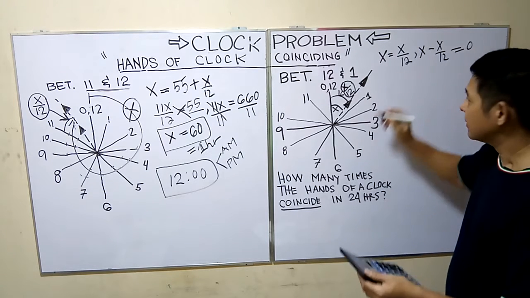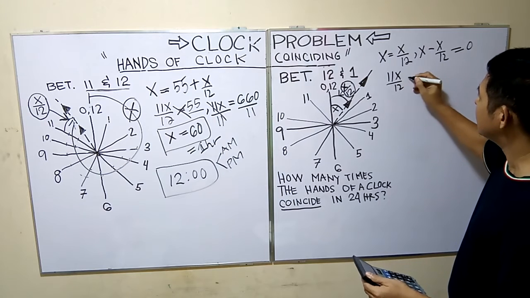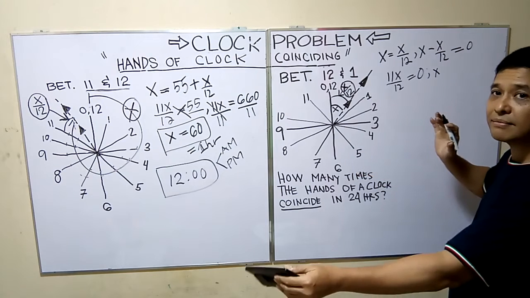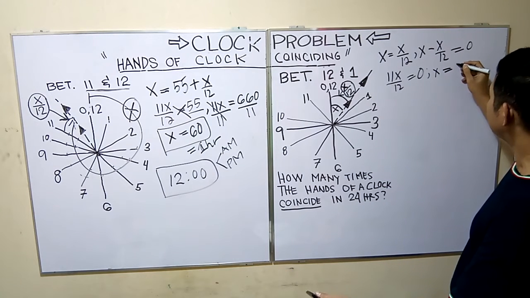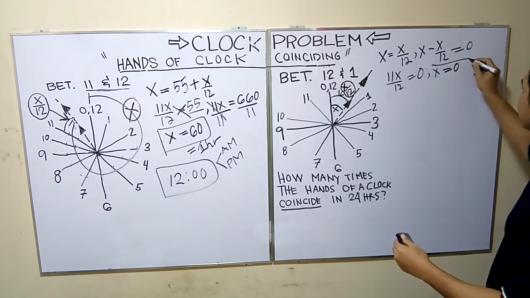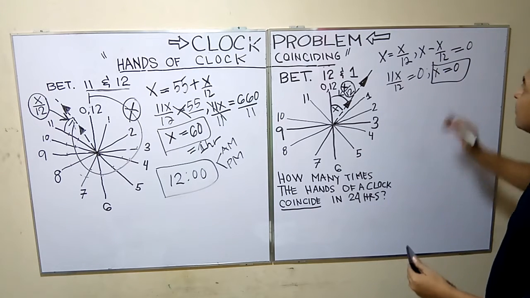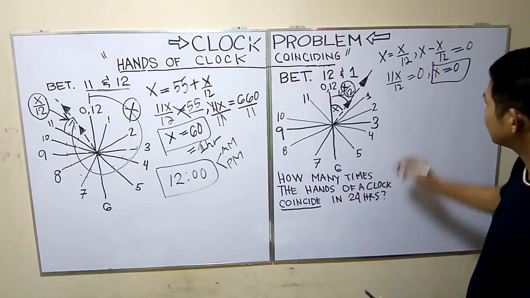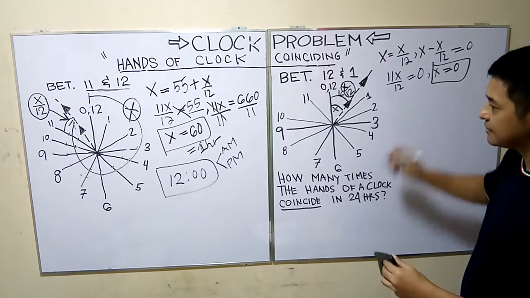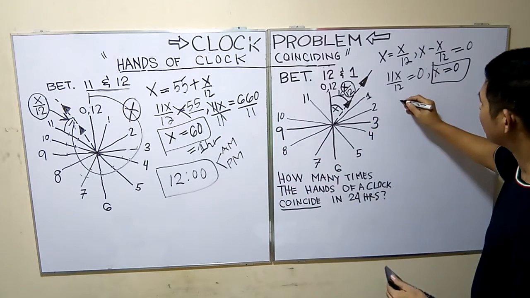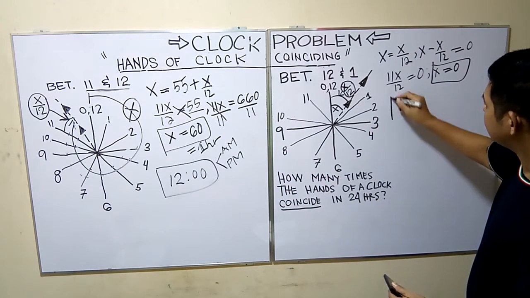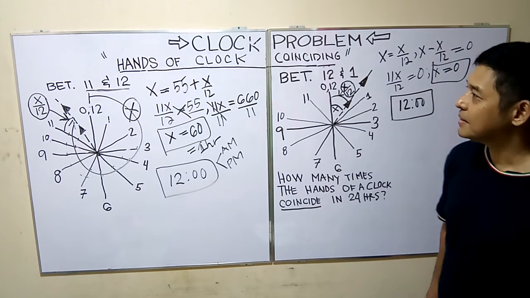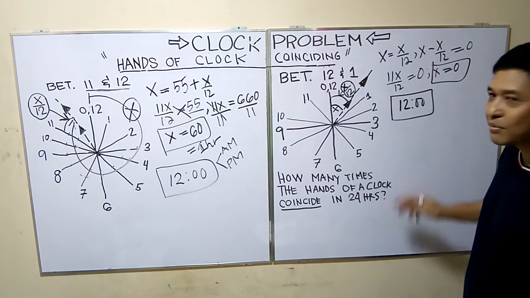Mangyayari, 11X over 12 is equals to 0. Therefore, yung X, dahil 0 na yung right side eh, ang mangyayari is 0 minutes siya. So, 0 minute, ang tinatanong between 12 and 1, wala namang nadagdag na minuto. Therefore, ang magiging answer natin is same to between 11 and 12, which is 12 o'clock. So, dagdag ko lang po kasi dito 12 o'clock. Dito 12 na naman.